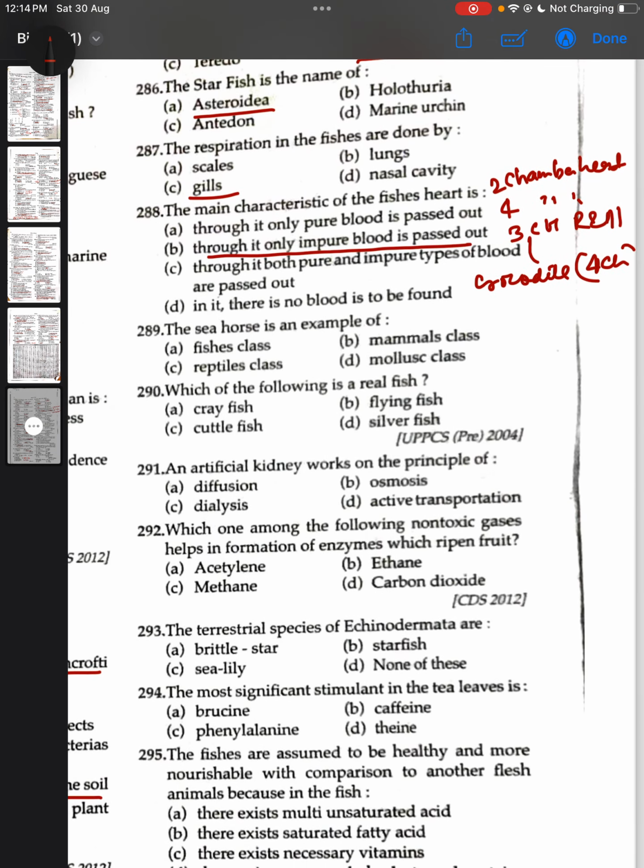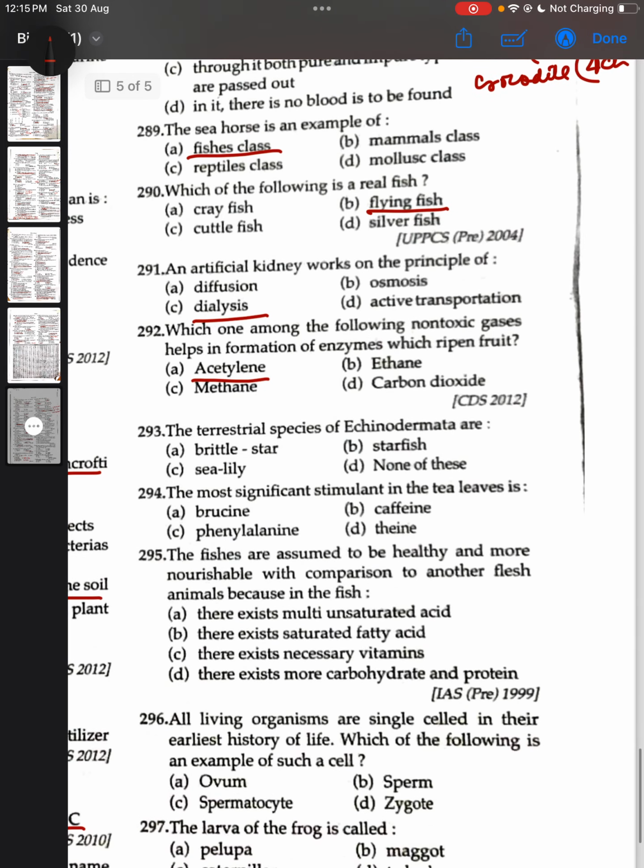The seahorse is an example of the fish class. Which of the following is a real fish? Flying fish is a real fish. Artificial kidney works on the principle of dialysis. Which one among the following non-toxic gases helps in the formation of enzymes which ripen the fruit? Acetylene. It is produced by the reaction of calcium carbide with water. The terrestrial species of Echinodermata are none of these, because Echinodermata are marine species, not terrestrial species. The most significant stimulant in tea leaf is caffeine.